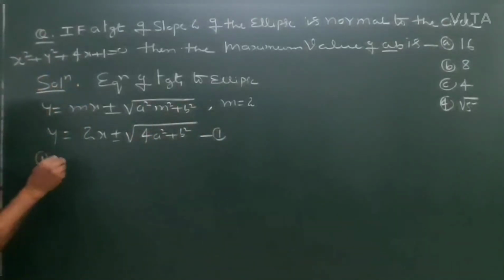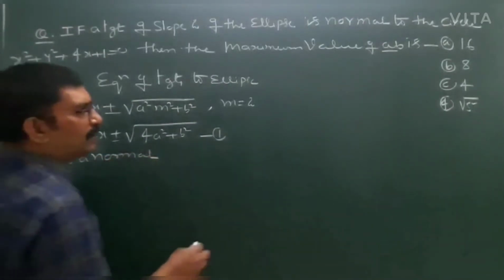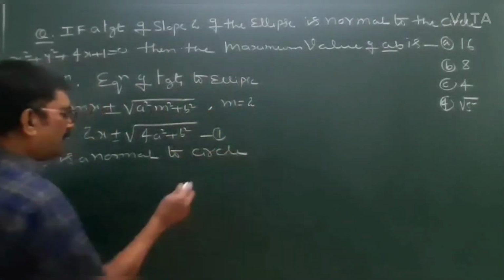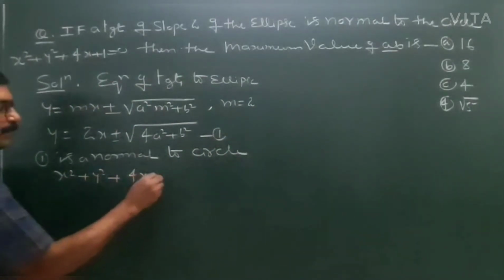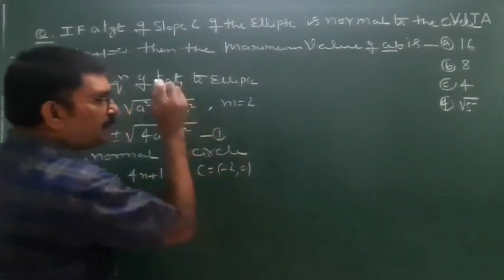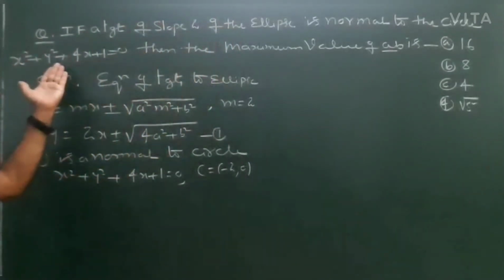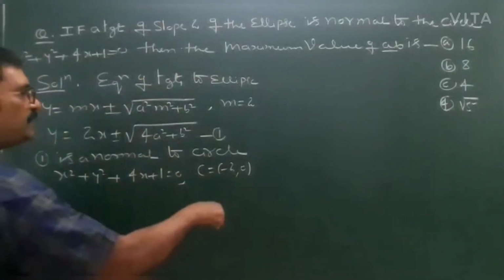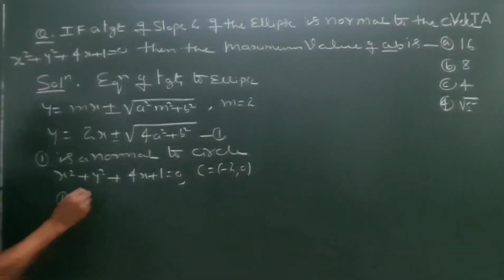Now 1 is a normal to the circle, always a normal to a circle. What's the circle? x square plus y square plus 4x plus 1 equal to 0. Its center is given by (minus 2, 0). So the tangent to the ellipse is a normal to the circle. Certainly a normal always passes through its center. Take x equal to minus 2, y equal to 0, then 1 implies, right?